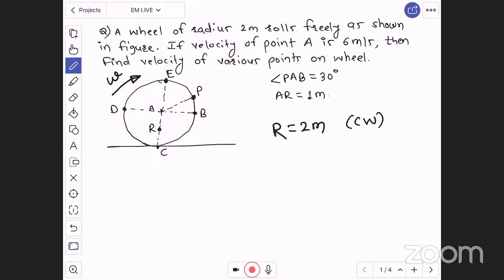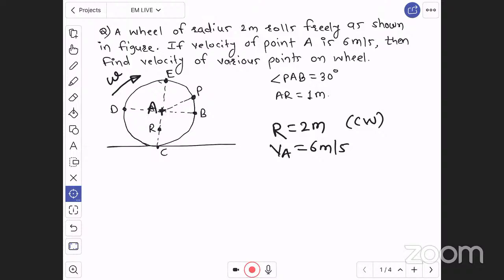Now the velocity of point A is 6 meter per second. Can you see here, A point is the center of wheel. Therefore velocity of center point is given 6 meter per second. Then find velocity of various points on wheel. Various points are shown, that is point B, point C, point D, point E, point P, point R, and you can consider any other point. You can consider infinite points on this wheel, and you can find velocity of these infinite points, right?